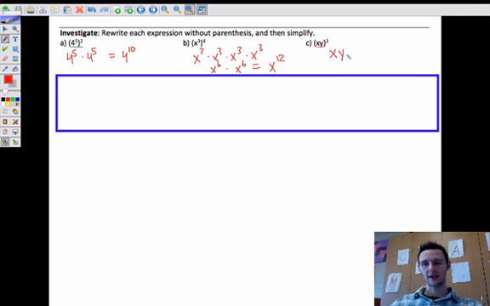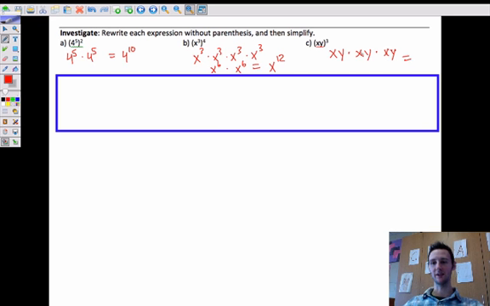This last part, x times y, we are cubing it, so we've got x times y times x times y times x times y. We've got x to the 1 times x to the 1 times x to the 1, so this is x to the 3rd, y to the 3rd.